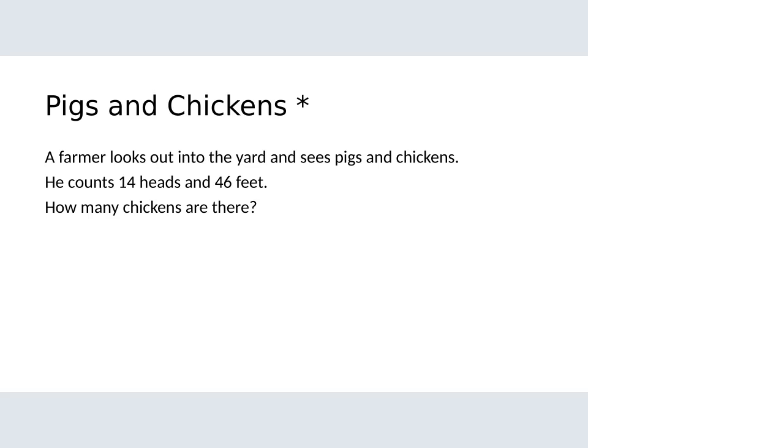So you could do this with algebra or trial and error. Trial and error would be, well, what if there's 7 chickens and 7 pigs, and see how many feet that gives you. And if it's not enough feet, then you need to add more pigs. If it's too many feet, you need to add more chickens. And doing this with a picture is a really fun way. It would never occur to me in a million years, but it's a really good way.